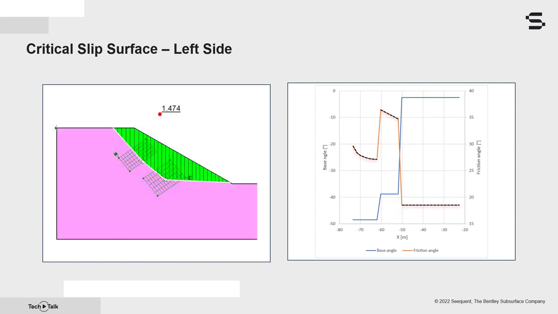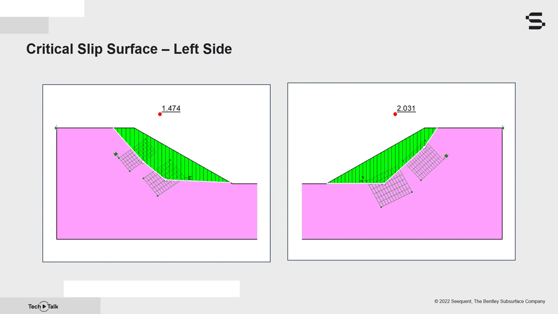This assemblage of mobilized friction angles, given the slice's base angle and the compound strength model definition, ultimately yields a factor of safety of 1.47. As we had already noted, this is quite a bit lower than the factor of safety for the right side of the rock cut, which is 2.03.